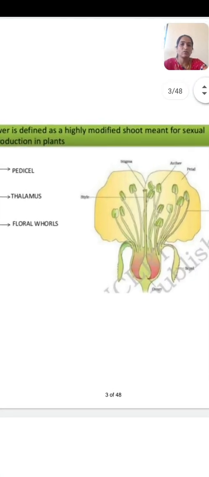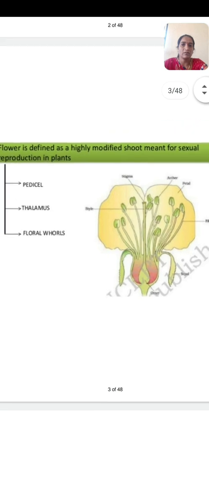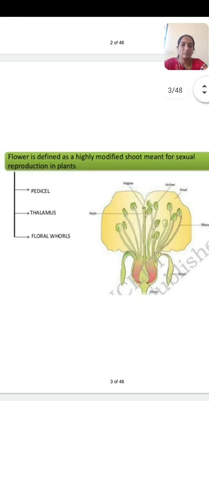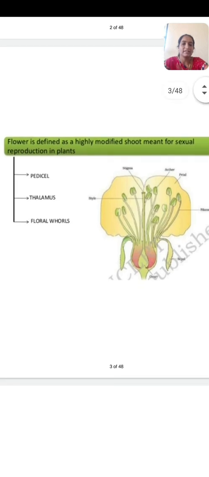Look at the diagram. What is a flower? A flower is defined as a highly modified shoot meant for sexual reproduction in plants. Flower is a highly modified shoot which is mainly made for sexual reproduction in plants. A flower has many parts such as floral whorls, thalamus and a pedicel. Look at the diagram.